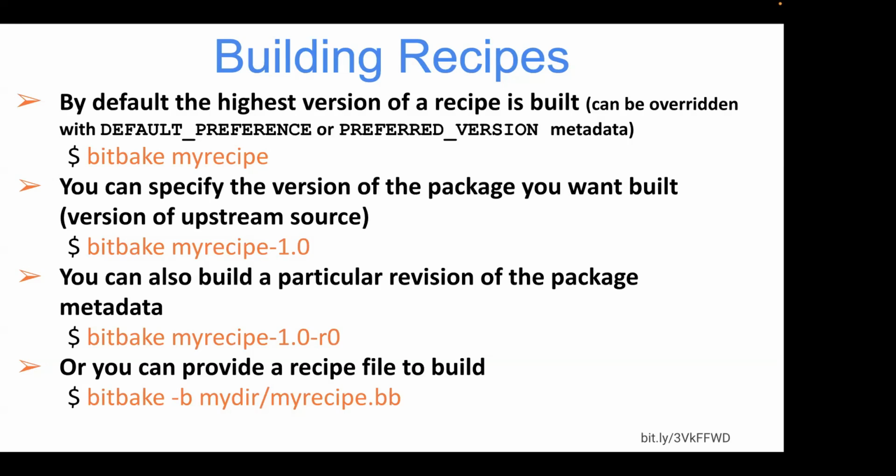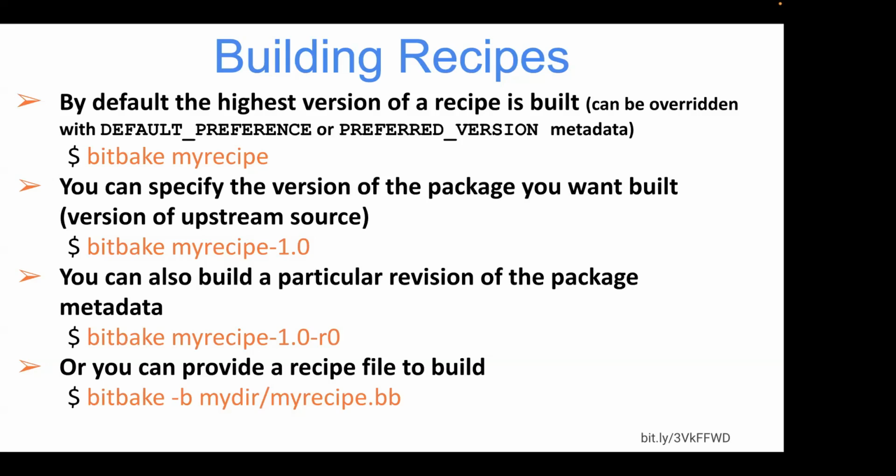However, there are situations where you want to specify the exact BB file you want used. You can do this with bitbake -b and then give the full path to the BB file. You'll notice that you're giving the name of a file here, and so it'll actually end in .bb in this instance.